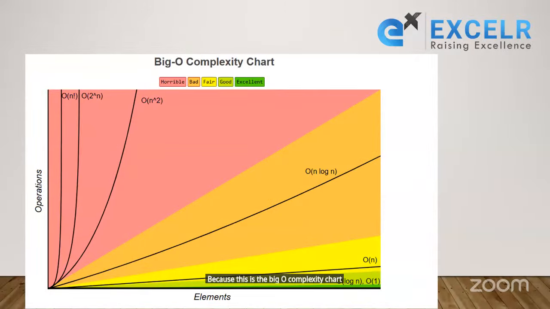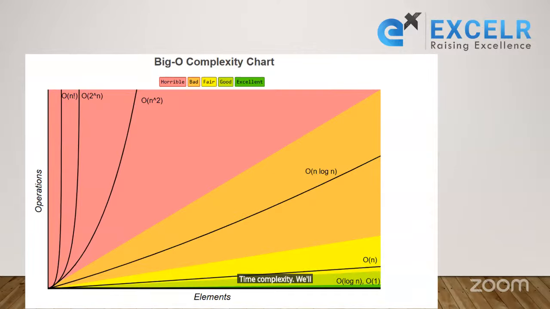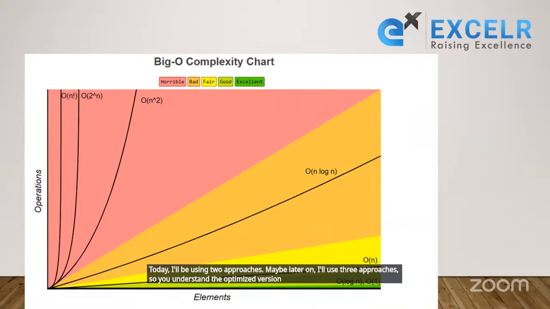Many new learners have issues regarding time complexity. We'll sort it today in such a way that at least you understand 50% of the concept. And of course, later on in coming classes, we will have more in-depth knowledge of the code. We'll try to debug the code. We'll do the same procedure as we are doing today to understand the working of the code internally. Today, I'll be using two approaches. Maybe later on, I'll use three approaches so you understand the optimized version of the code.